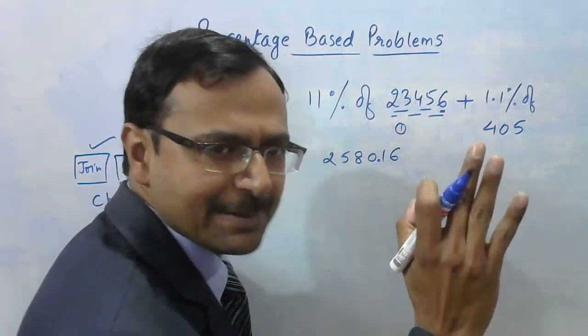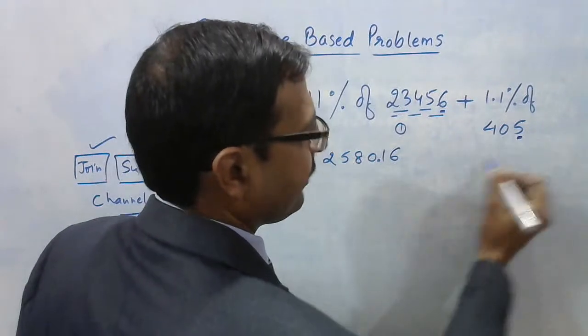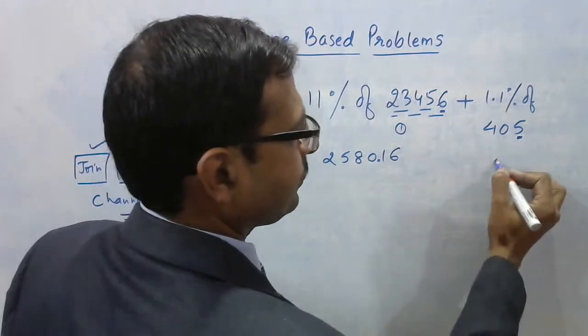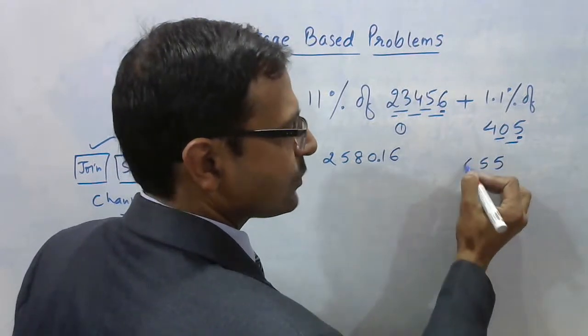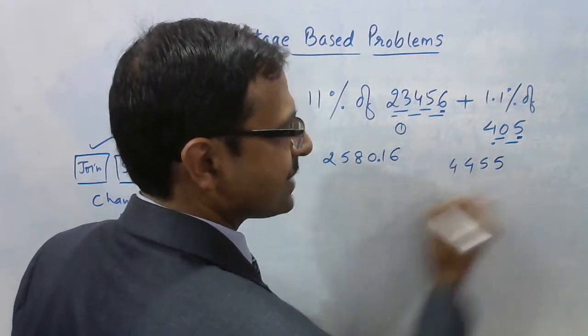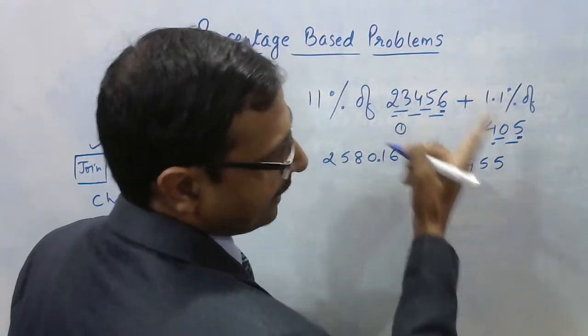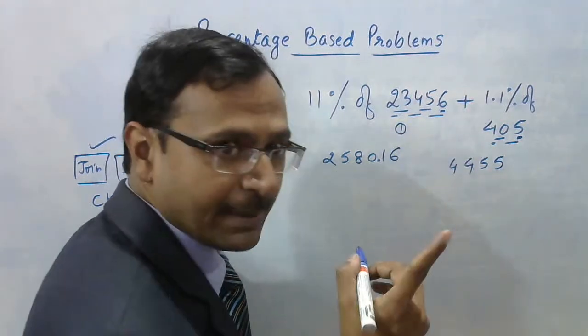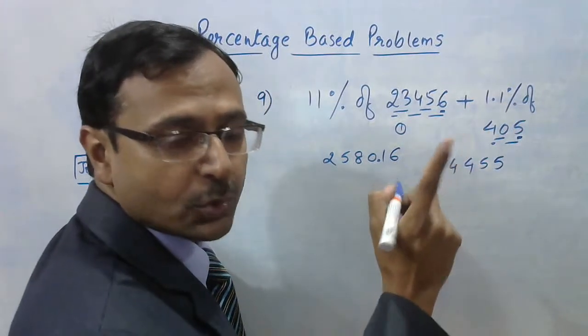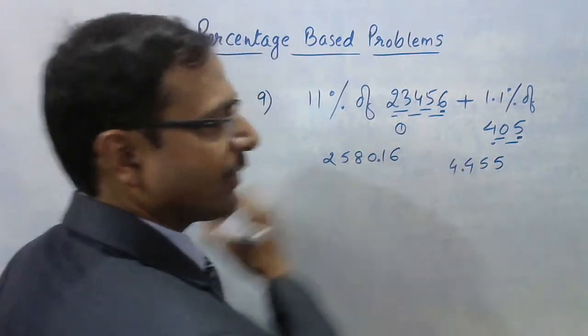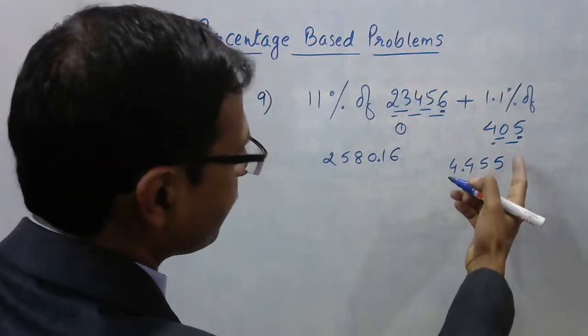We will take care of the decimal later. Start from here, 5. Then 5 plus 0 is 5 again. 0 plus 4 is 4. And 4 comes as it is. This is the product of 11 and 405. So how many decimal places? 1 is already here and percentage sign means 2 more. So total 3. So 4.455 is 1.1% of 405.